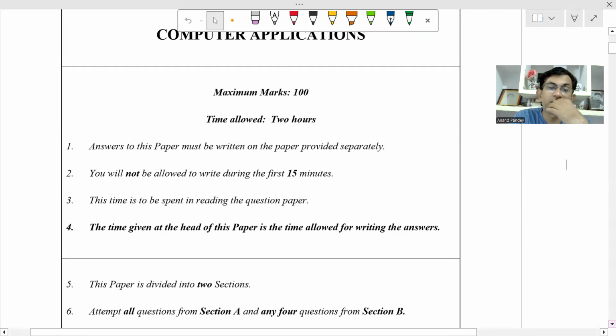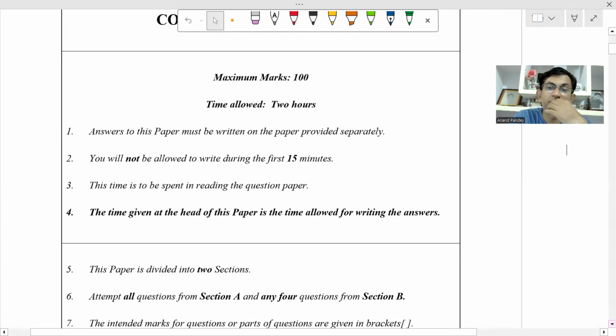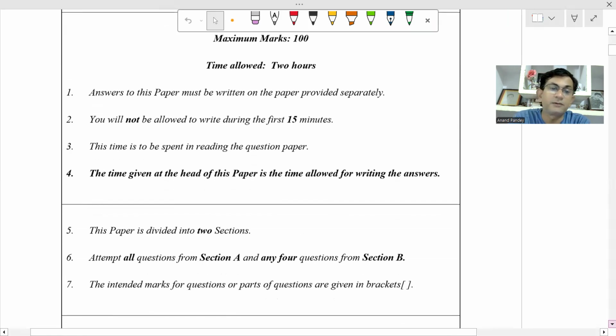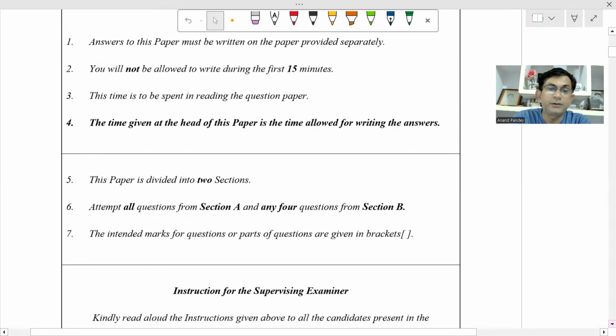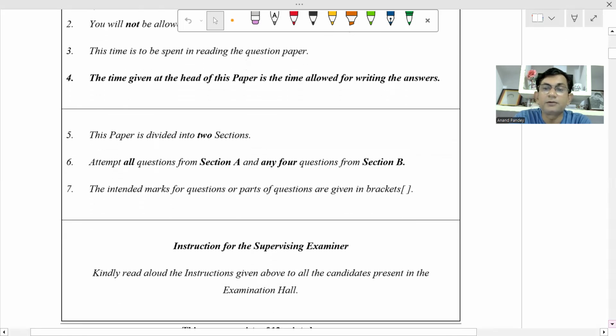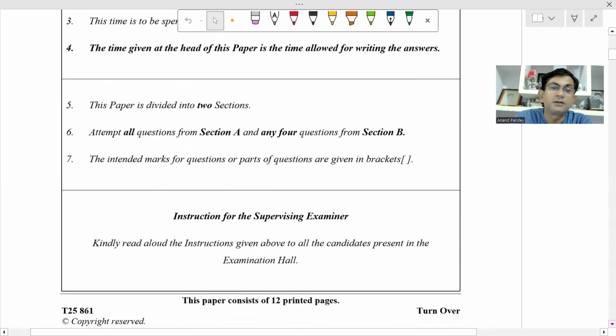Answers to this paper must be written on the paper provided separately. You will not be allowed to write during the first 15 minutes. Use that 15 minutes to read everything. Read the question paper thoroughly. The time given at the head of this paper is the time allowed for writing. 2 hours will be given to you.